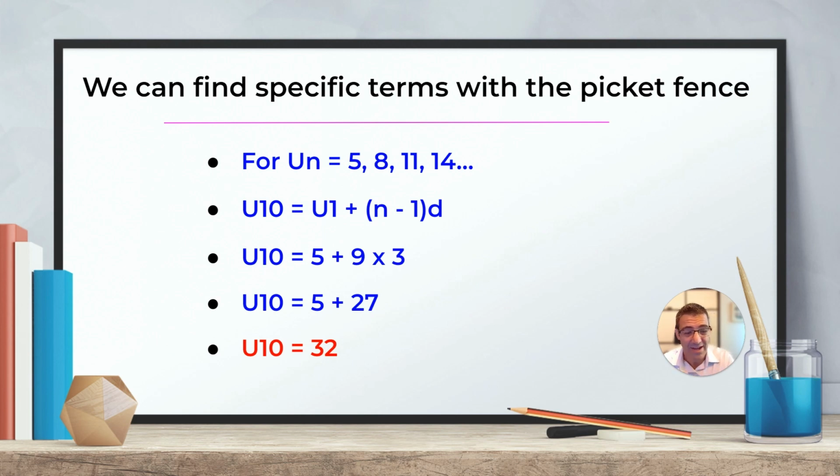So again, starting from 5, if I want to get to U10, I need to count 9 distances, because between U1 and U10, there is one less distance than the number of terms. And this is really, really important. So you can say it's 5 plus 9 times the distance, which is 3, and 5 plus 27, which is 32. So this is pretty cool.